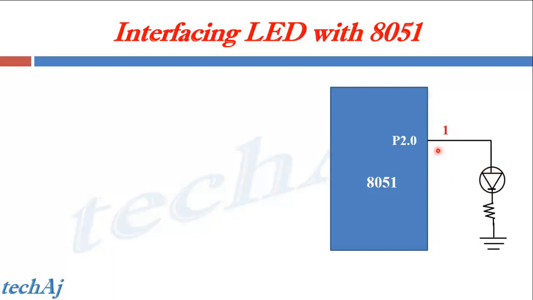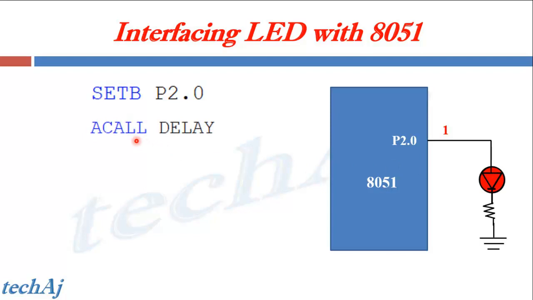So to turn the LED on, we'll send logic 1. As soon as we send logic 1 on this pin, the LED turns on. Now while writing the program to send logic 1 on this pin P2.0, we can use the command SETB P2.0. SETB is a command which sends logic 1 on this bit, that is P2.0. Now once the LED is on, it should remain on for a certain duration so that the user can observe the on status. For that purpose, we'll give a delay. We can call the delay function by using the ACALL instruction.